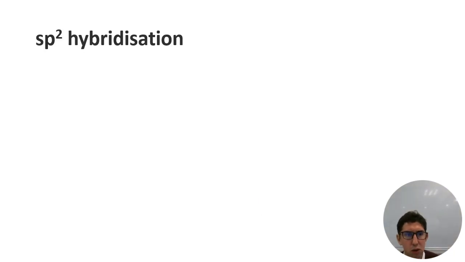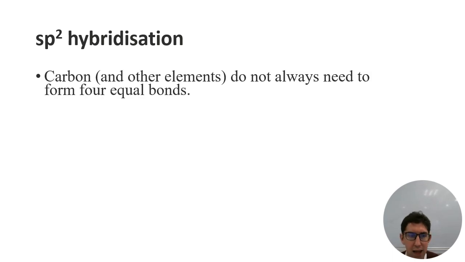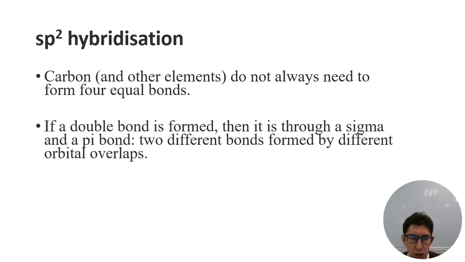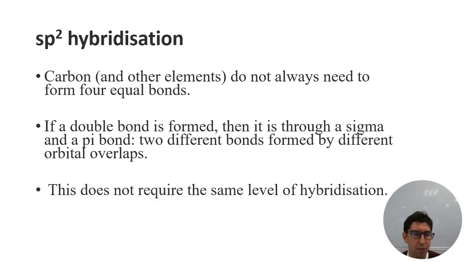We also get something called sp2 hybridization. This occurs for carbon and other elements because sometimes you don't have 4 equal bonds. For example, when carbon forms a double bond, it forms it through a sigma bond and a pi bond. They're not equal. They have different orbital overlaps: the direct head-on and the sideways overlap. So it doesn't require the same level of hybridization as sp3. So sp2 is when you have a double bond.